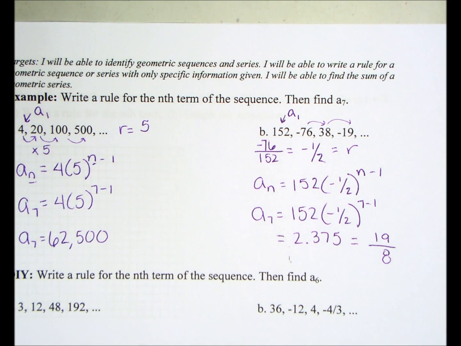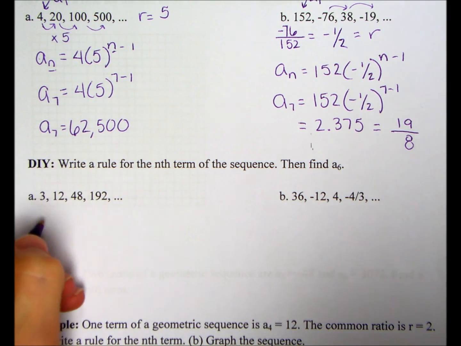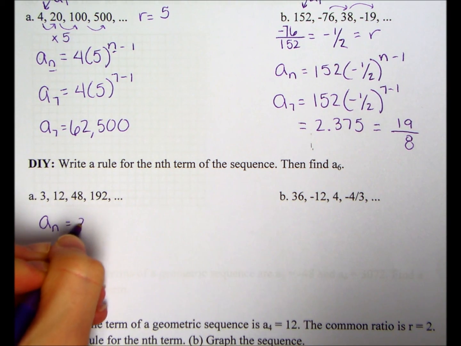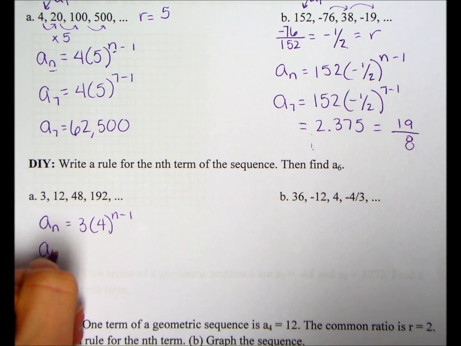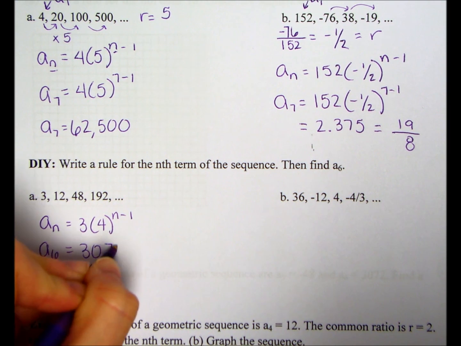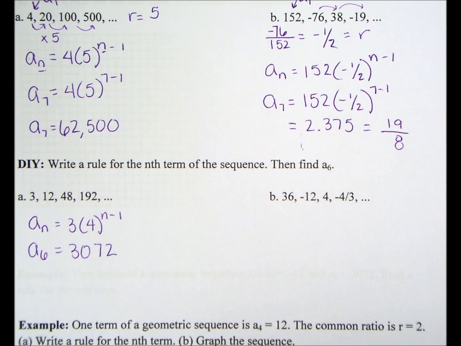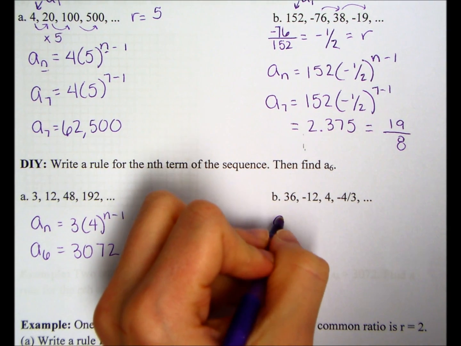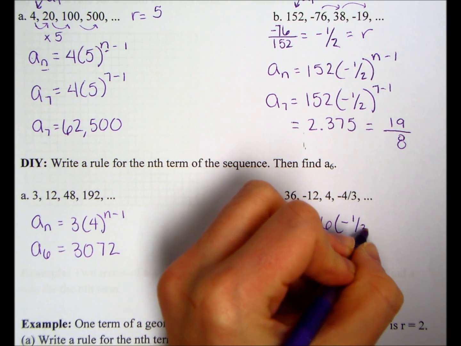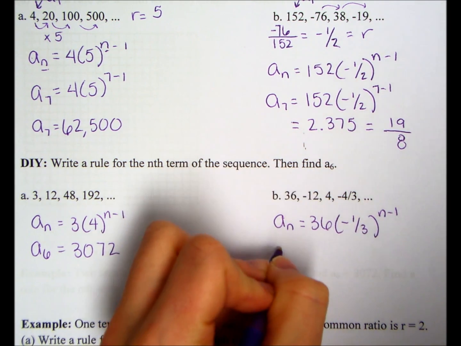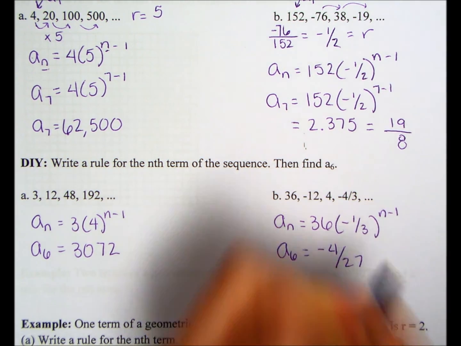So these next two I'd like you to do yourselves. I will give you the answers. We get, for this first one, my rule is 3 times 4 to the n minus 1. And I'm asking for the 6th term. If you've done this correctly, the 6th term will be 3,072. For the next one, for B, my nth term is 36 times negative 1/3 to the n minus 1. And my 6th term, I end up getting negative 4 over 27.